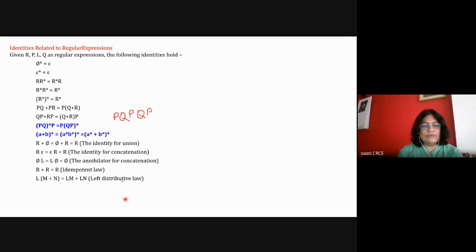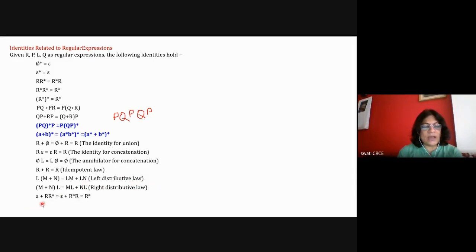Then there is a left distributive law similar to this one, the reverse of which is written as PQ plus PR. L into M plus N is equal to LM plus LN. Okay. So you can take it out as a common factor, or you can rewrite it like this. Then M plus N into L is the reverse of this, QP plus RP. It is called the right distributive law. Now here I am saying these are the identities. Left distributive law, right distributive law.